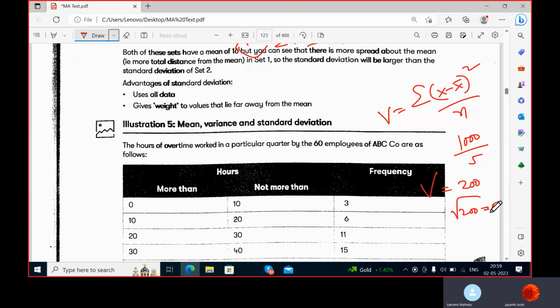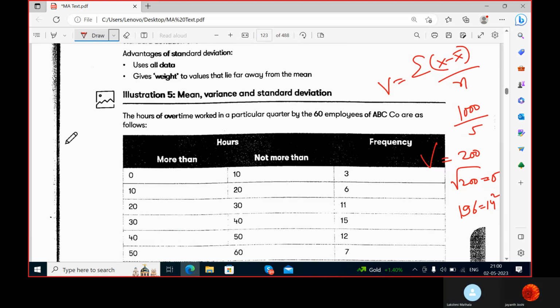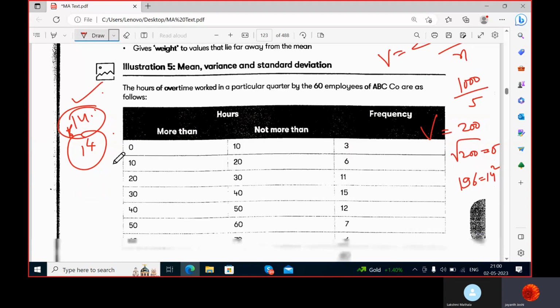Now, what is the root of 200? Till 196 you have a perfect square. 14 square is 196, correct? So 14 point something, 14.2 or 3, will be the root of 200. Understood? So we can take approximately 14. That will be your standard deviation. So your standard deviation is 14.